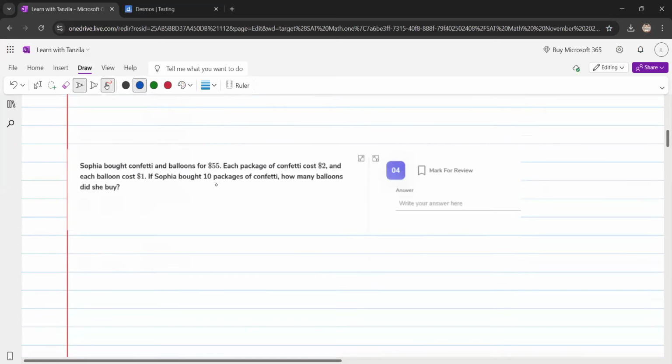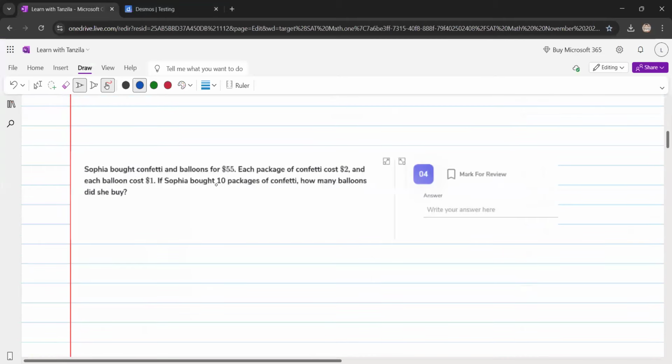Moving on to question 4. It's a simple question. Sophia bought confetti and balloons for $55. Each package of confetti cost $2 and each balloon cost $1. If Sophia bought 10 packages of confetti, how many balloons did she buy? Now see, if she bought 10 packets of confetti, what will be the price? One confetti is $2, so the total price is 2 times 10, which gives you $20. So $20 she has already spent.